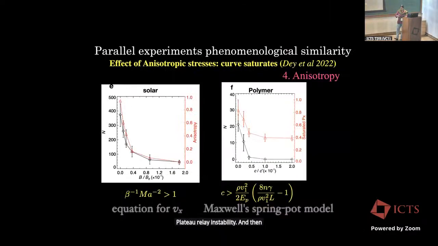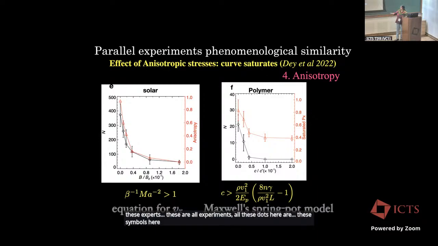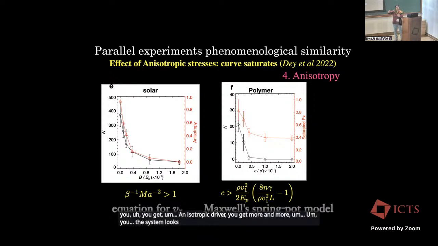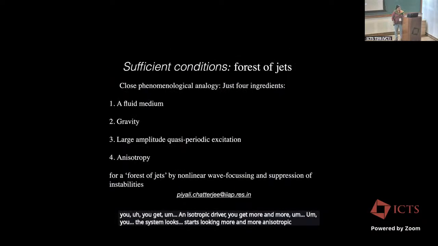And then we can again do an experiment. So we built up these experiments. All these dots here, these symbols here, are experiments. So we actually perform a lot of experiments. And you can show that as you increase the anisotropy, the system starts looking more and more anisotropic actually.